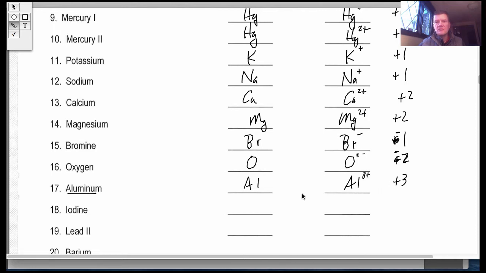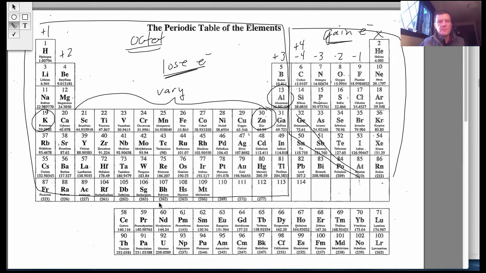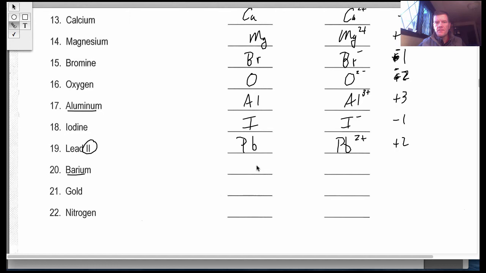It's going to become a +3. Iodine is another halogen. Lead 2, it's telling you right here. So Pb is the formula for lead. If it gets rid of those 2 valence electrons, it's going to be +2. Barium is in group 2, down there near the bottom. So it likes to get rid of those 2 valence electrons.